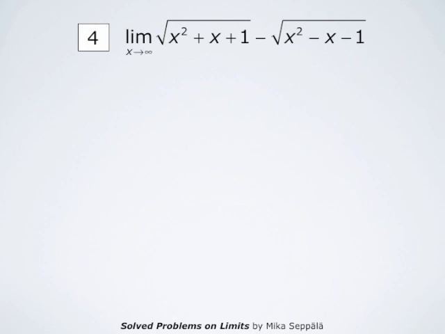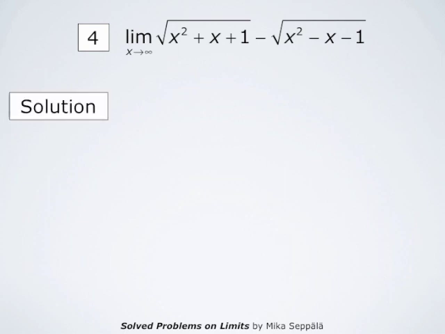Problem number 4 is similar to problem number 3. We have to compute the limit as x approaches infinity of the difference of the square root of x squared plus x plus 1 minus the square root of x squared minus x minus 1. Direct substitution here yields infinity minus infinity, which is not a number. Therefore, a rewriting is necessary.